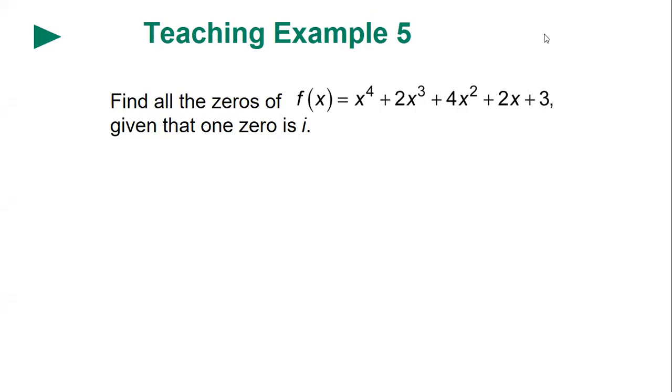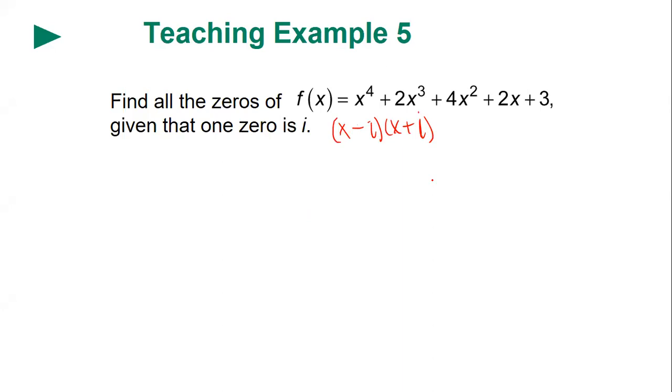Okay, so continuing with 4.5, we were talking about our imaginary zeros. It says find all the zeros of f of x equals x to the fourth plus 2x cubed plus 4x squared plus 2x plus 3, given that one zero is i. The fact that they give us that one zero is i lets us know that we can create two factors, correct? So the two factors that we can create are x minus i and x plus i, correct?